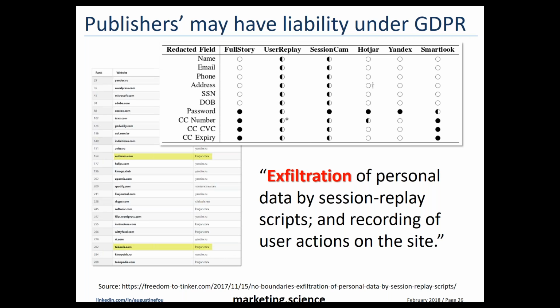So the question becomes, what liability do the good publishers have when they allow third-party tracking pixels to collect data of their audience without consent and basically exfiltrate that data to third-party servers? So the question is whether the publishers have liability under the GDPR that's coming up this year. So these are things that publishers should be aware of.